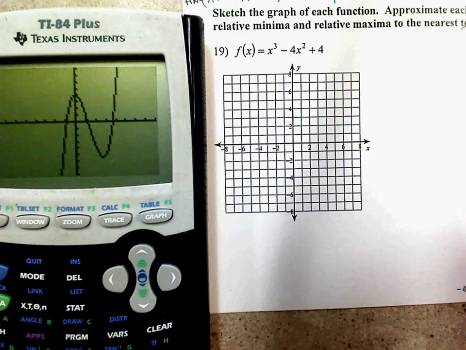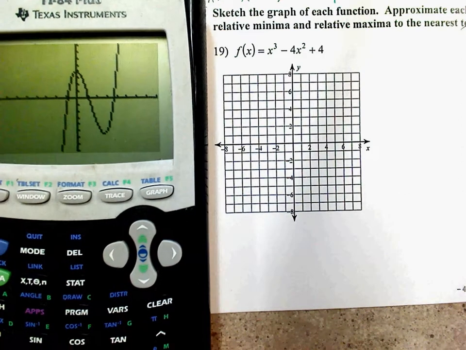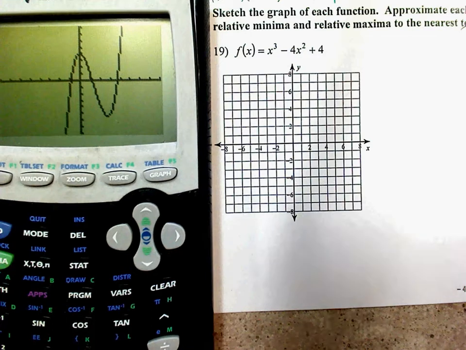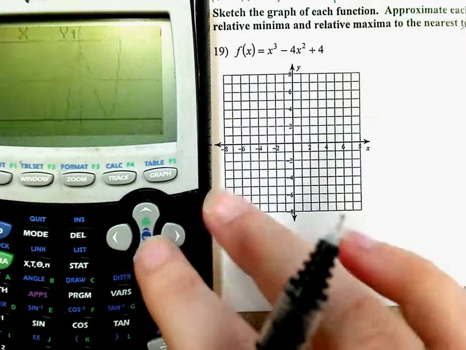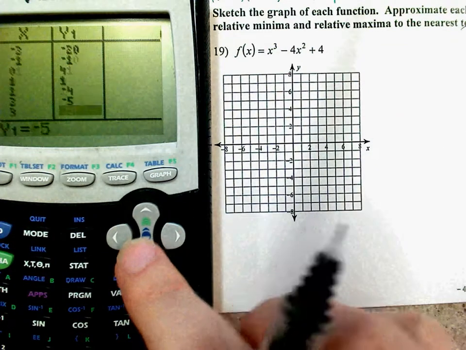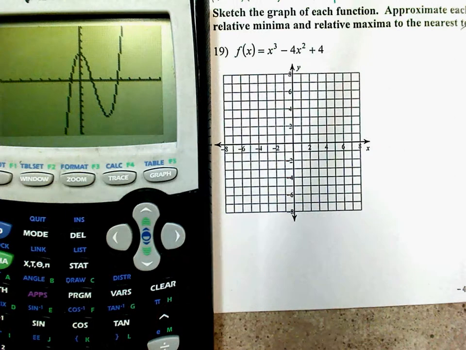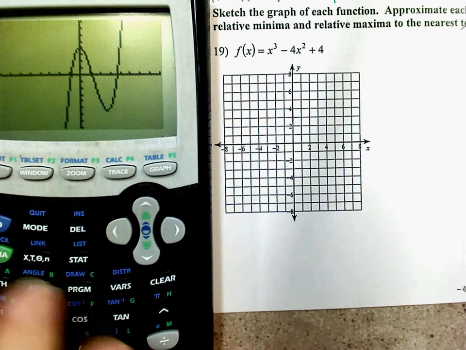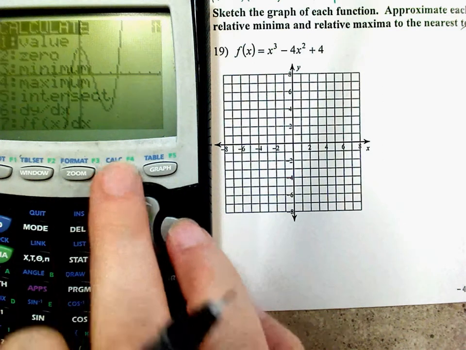So here's what I want. First it says approximate the real zeros. So how do I find the zeros? If I go to my table, do I see anywhere that equals 0? Okay. So what should I do? Yeah, so second calculate, right? Second calculate, zero. Okay, so this is the first 0 I want to find, right?